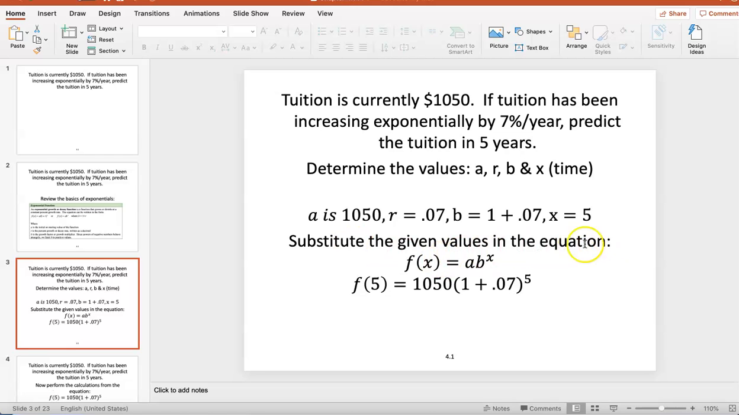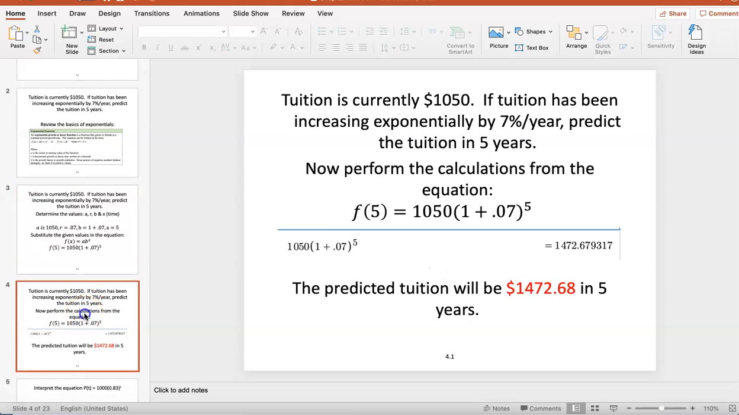So substitute the given values. That's the basics: you plug in what you know all the way through, and then you will evaluate it. This is where I've put it into the Desmos calculator, and that's the answer. And it said the predicted tuition will be, of course, tuition's money, so we automatically round to 2 decimal places.